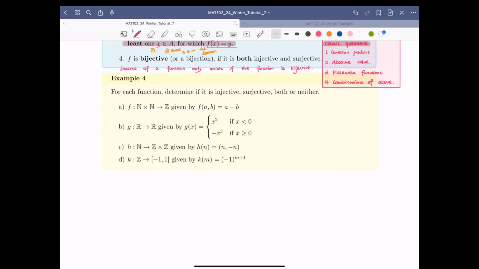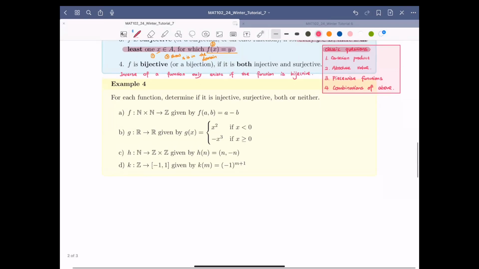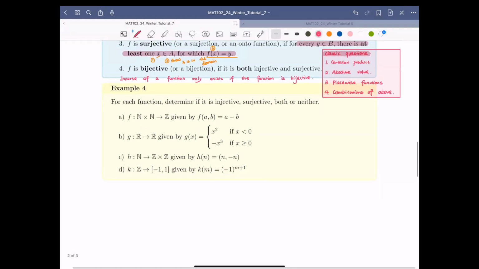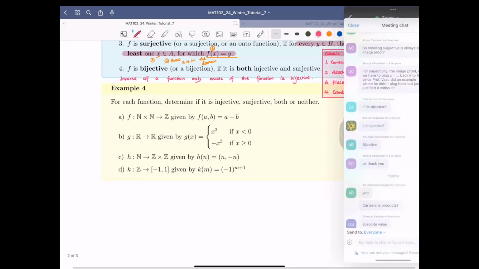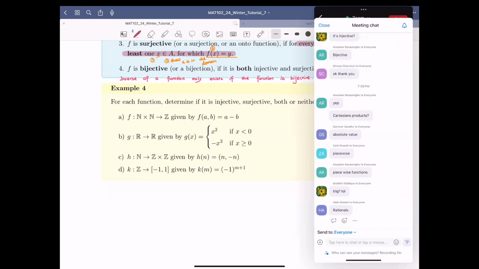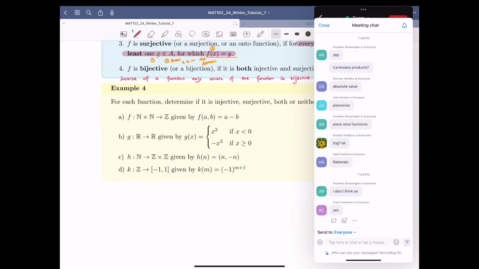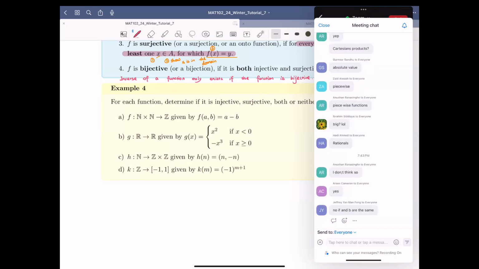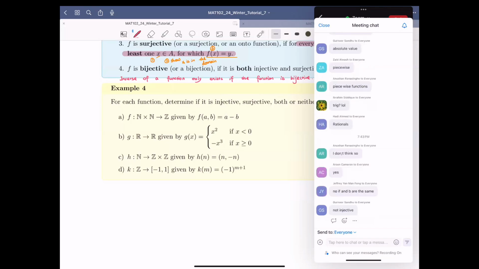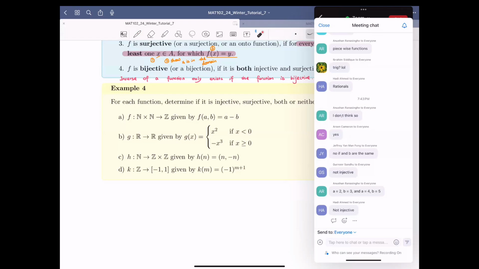Do you think it's injective? Injective means no two different inputs can have the same output. What do you think? Injective or no? Is it injective? You don't think so? You think so? Anyone else? Not if A and B are the same. Not injective. That's correct. Okay, I see some counterexamples. It's not injective. There are many counterexamples.